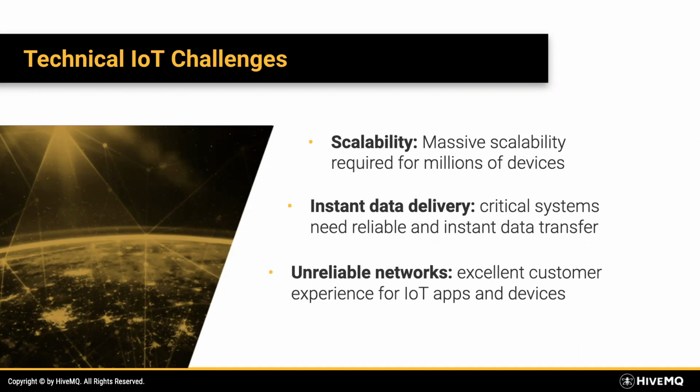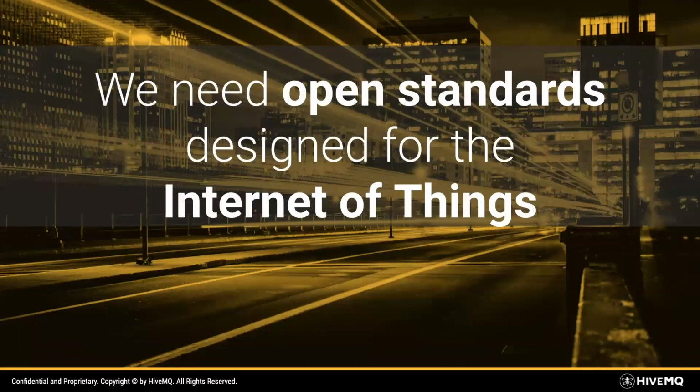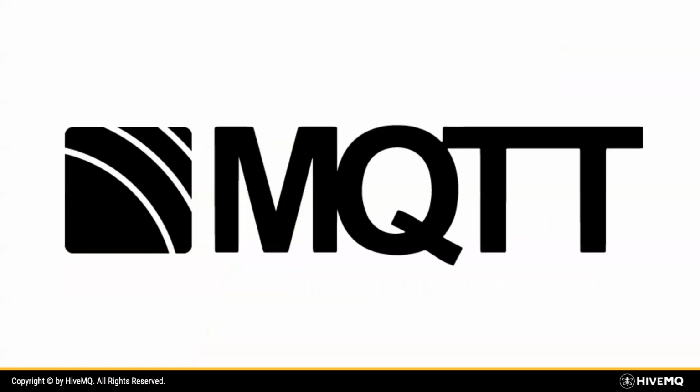I'll explain that a little bit in a minute. What is broker and client side here, for all those who are new to MQTT. But remember this here, the complexity must be at the server side, not at the client side. Okay, so that means we need open standards that are designed for the Internet of Things and not for the Internet of Humans. And the open standard that is designed for the Internet of Things is MQTT.